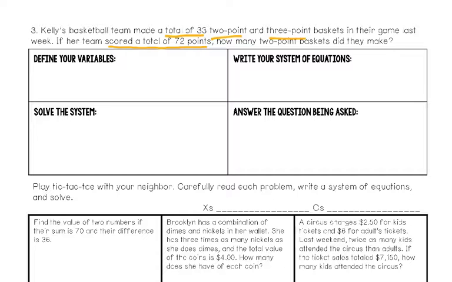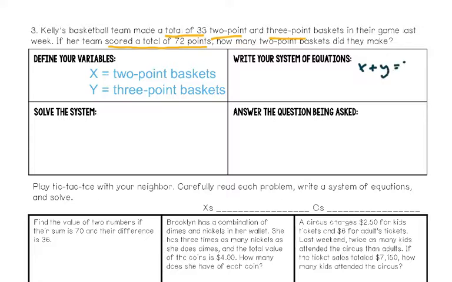I'm going to have 2-point shots and 3-point shots. So I'm writing that in terms of X and Y. X is my 2-pointers, Y is my 3-pointers. My system of equations is that I have a combined total of X plus Y is 33 shots. There's 33 shots made. Now there was a total of 72 points.